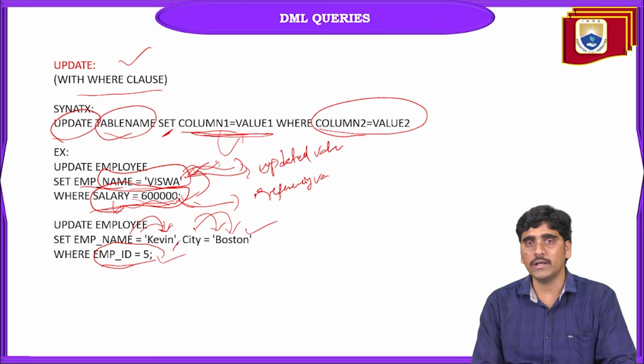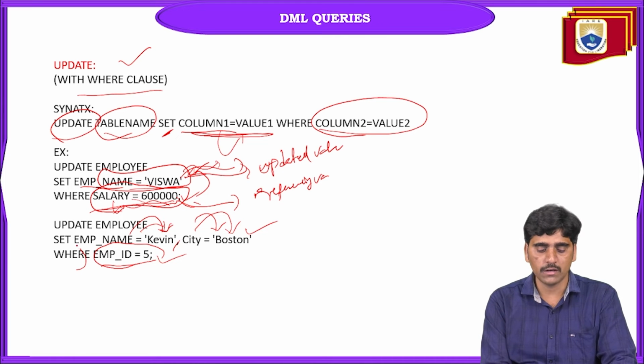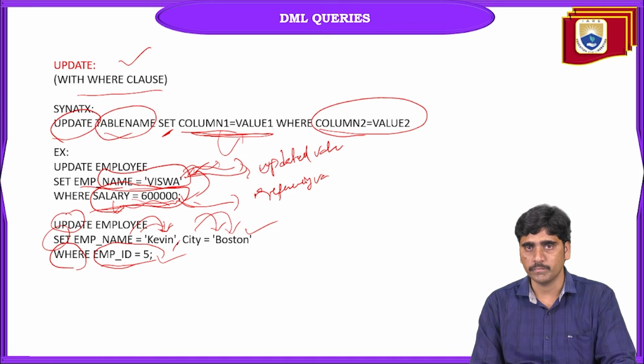So this is the way you can update with the where clause. You can mention the where operator, where condition, set operator, and the DML operation, the DML command also. This is how you can perform this update operation. This is update with where clause.